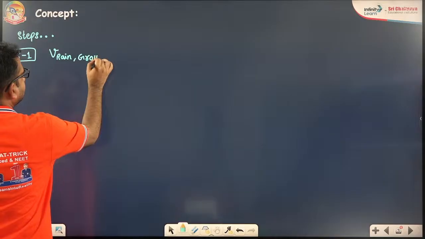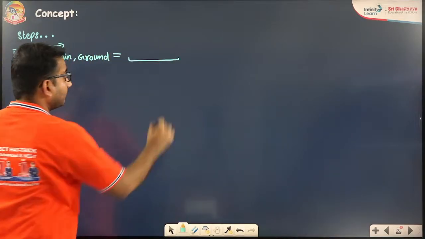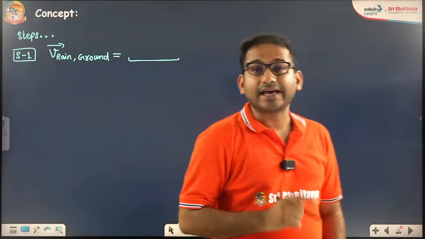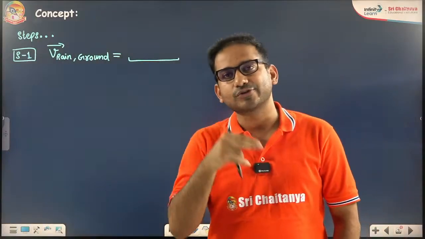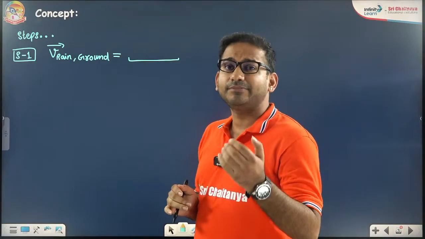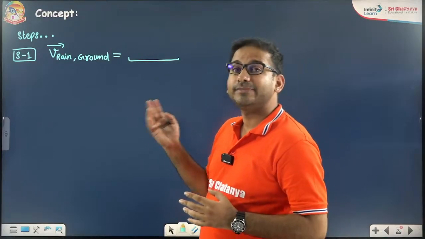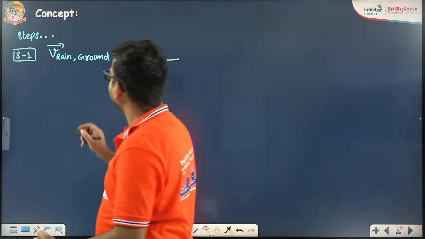This is the actual velocity of rain, velocity of rain with respect to ground. I'll be writing it. I may represent it diagrammatically, or I may represent it in terms of i cap, j cap, k cap, like that. Your choice. The same problems today can be solved diagrammatically, and the same problems can be solved on the basis of i cap, j cap and k cap.